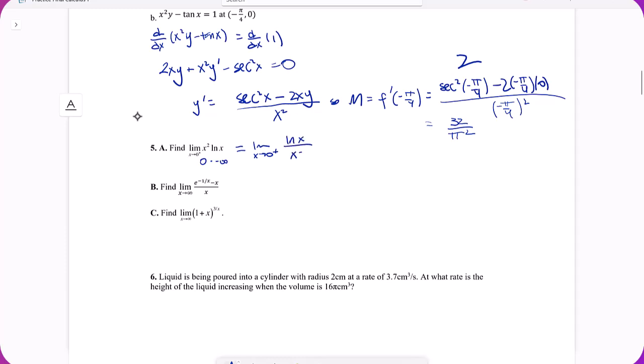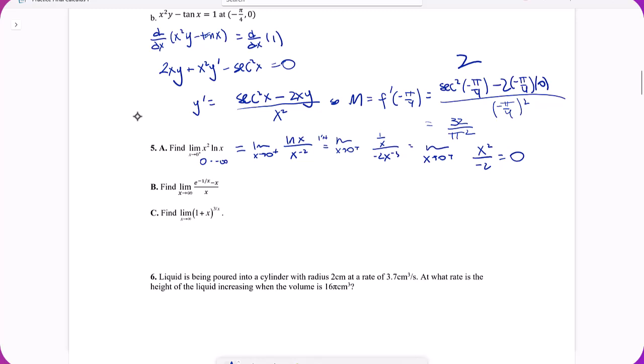When we do this, we get infinity over infinity. So we'll get the limit as x approaches 0 from the right of 1 over x over minus 2 x to the minus 3. That's going to be equal to the limit as x approaches 0 from the right of x squared over negative 2, which is 0.